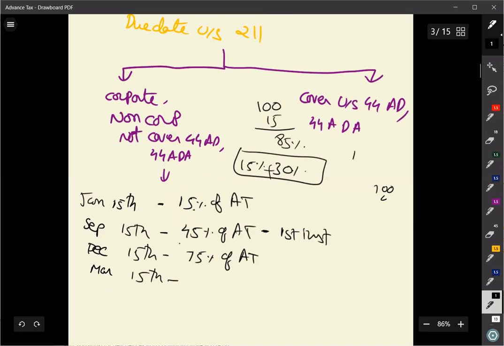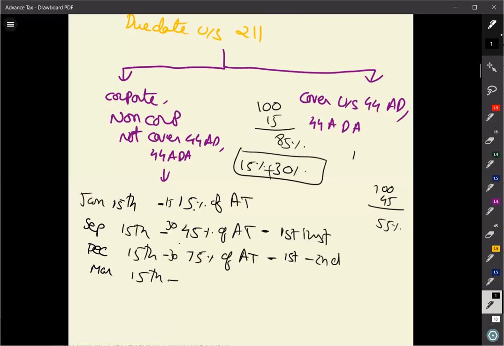So of the 100%, what we had done? Paid 45%. So we are left with 55%. Okay. So now what you are doing? If you observe here, 15% you had paid. Here cumulative is 30%, and here again cumulative is 30%. So what you are doing? 75% of the advance tax which you are getting, minus your first installment, minus second installment. Whatever balance you are getting, that balance you will pay.